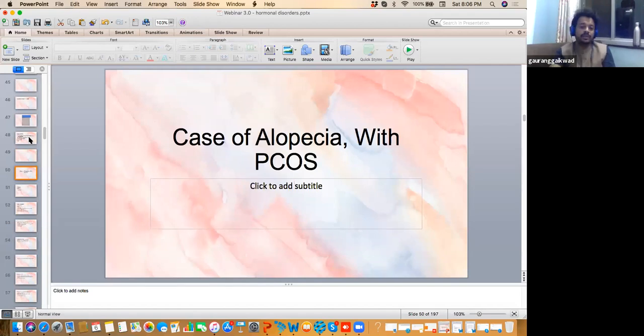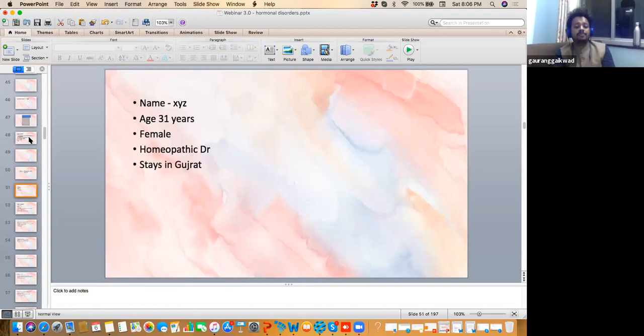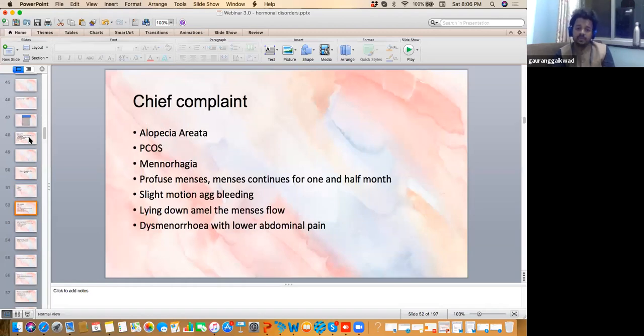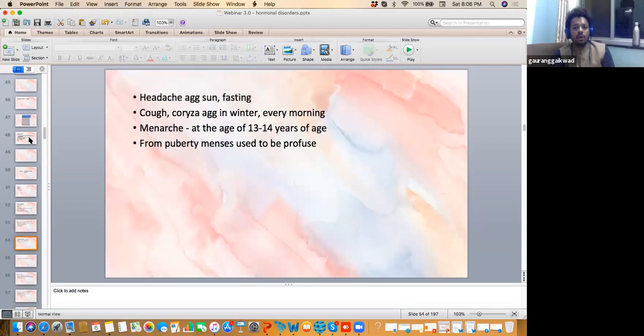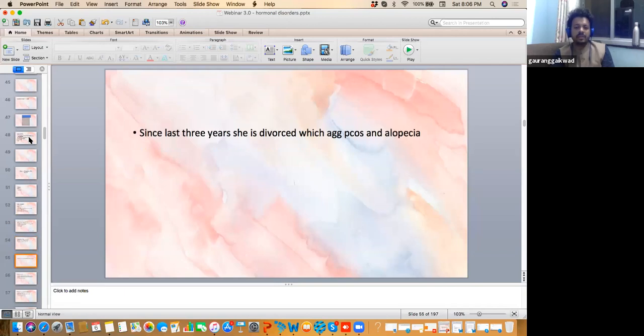Okay, another case of alopecia, also has PCOS. She had a lot of hair fall, periods were the issue. I wouldn't say fully PCOS, but she had menstrual issues, amenorrhea, bleeding, dysmenorrhea, loose stools, clotted menses, discoloration around the skin, a lot of itching, dandruff, alopecia, headaches, cough, cold, coryza. But everything started after a divorce.